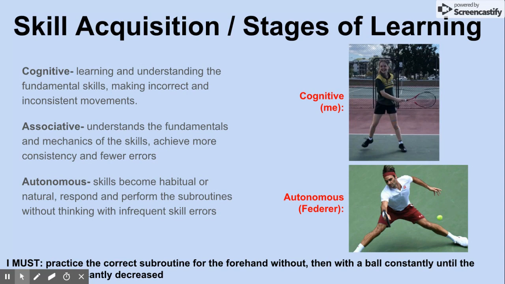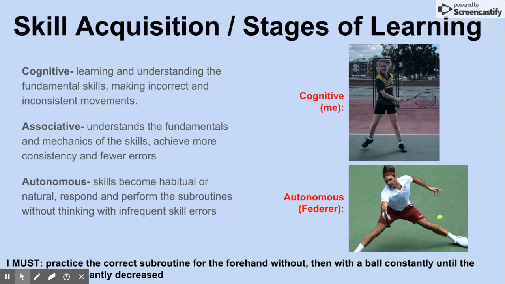Entering the associative stage, the learner has an understanding of the fundamentals and mechanics required to complete the skill correctly and has achieved more consistency and fewer errors when they recognize and adjust. They must practice to become familiar with the sequencing of the subroutines and the timing. This can be simplified as the practicing stage, which is found in tennis after the player has learnt the basic subroutines of the forehand, backhand, and serve strokes, when they practice the skill in a predictable environment until they perfect it.